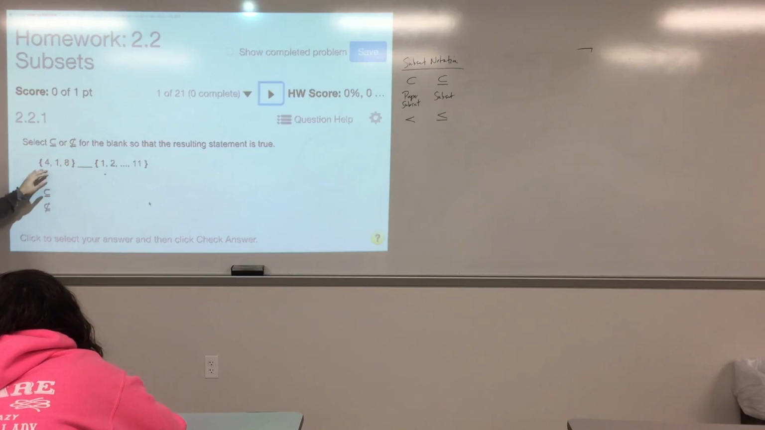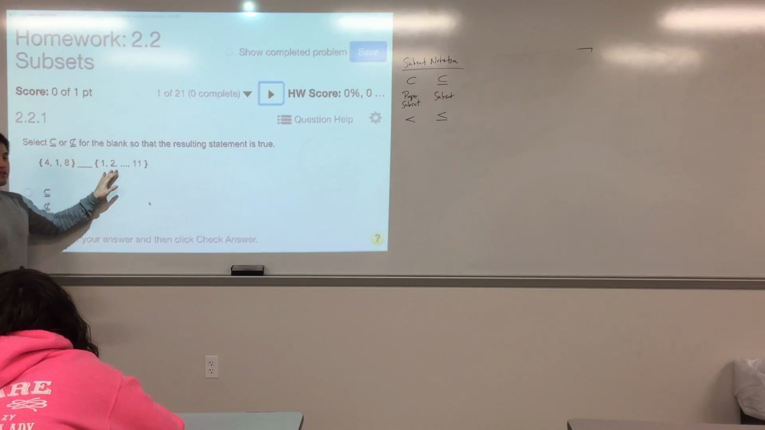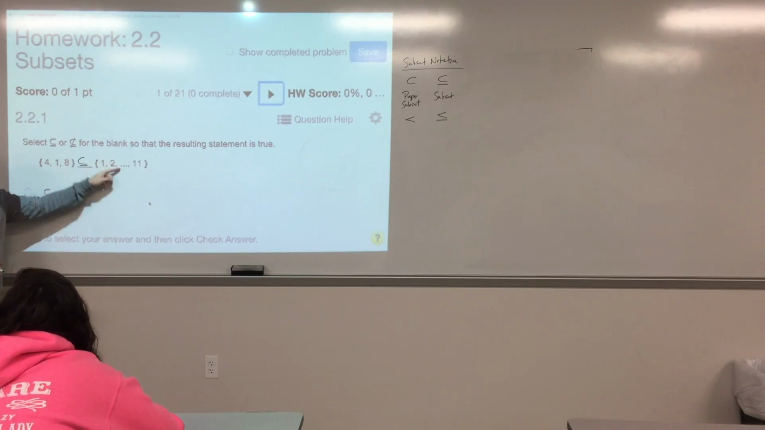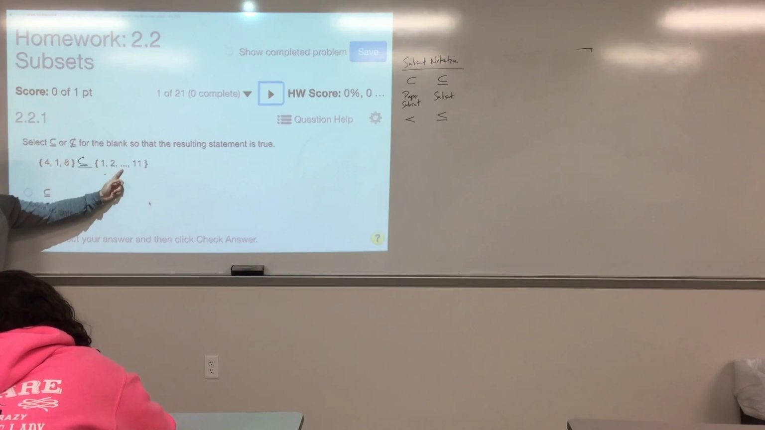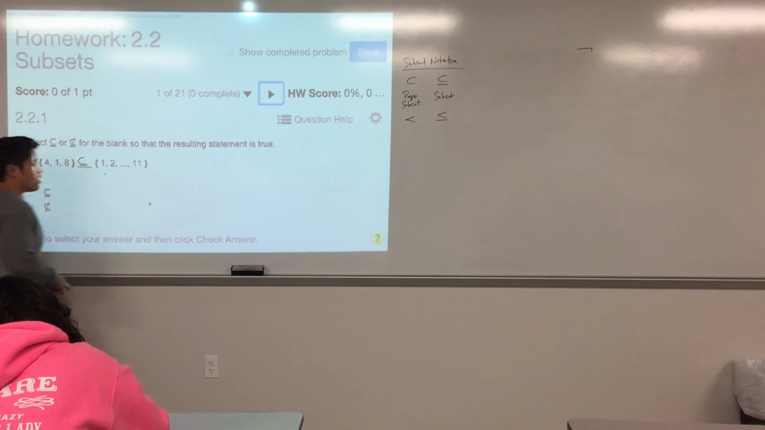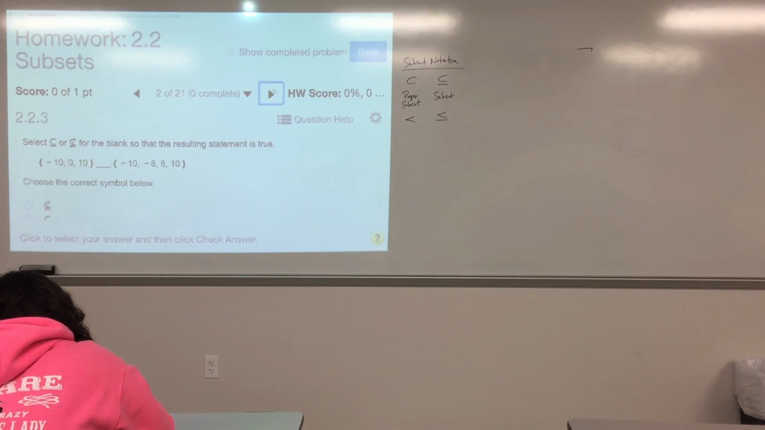So let's take a look. This set consists of 4, 1, and 8. This set consists of the natural numbers 1 through 11, right? Is this a subset of that one? Yes, it is. Absolutely it is a subset. Why? Because we can find all the elements of this set in that set. Just as a quick question, is this a proper subset? Yeah, it is, because it's less than that one, right? It's less than. So you could say that too. Regardless, don't stress it if you don't understand proper subset just yet. We'll get there. All right, next.